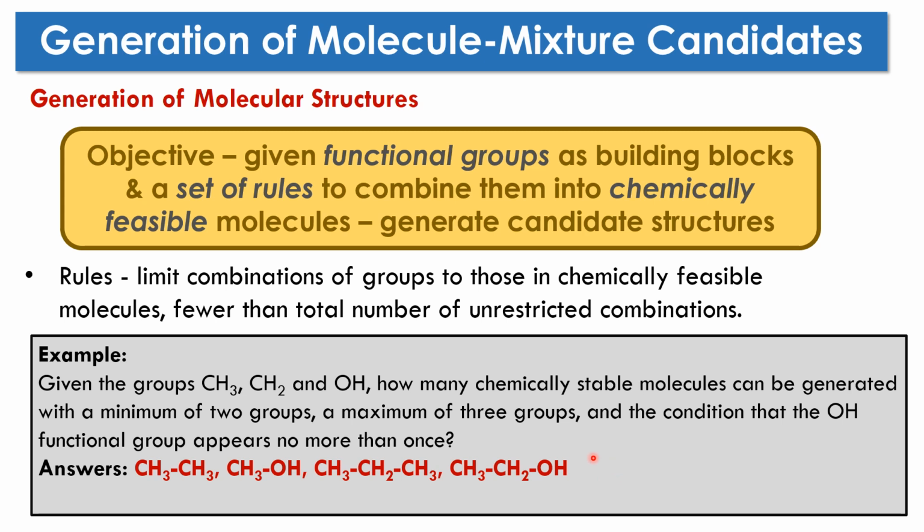Because you only have a small number of groups and there is a certain constraint which has been set. That is why it is quite easy for you to generate the molecules which are considered chemically feasible or stable, based on the valence information that you learned before and also the constraint given.